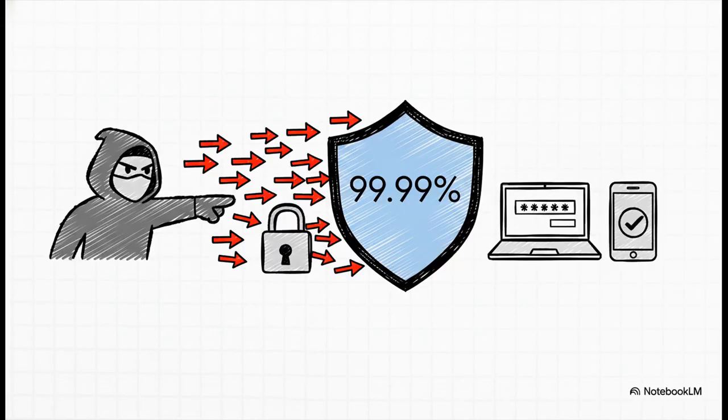99.99%, that is how effective multi-factor authentication, or MFA, is. Just by requiring a second form of verification, like a quick code from your phone, you block nearly all automated password attacks. It is, without a doubt, the single most effective security control you can possibly have. It's the absolute bedrock of any zero-trust strategy.